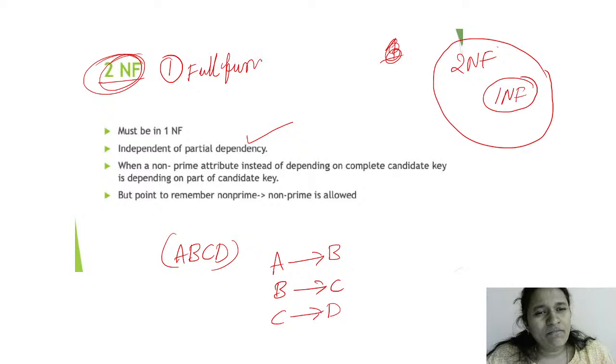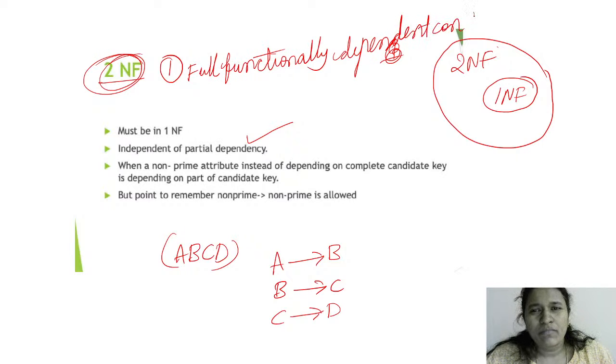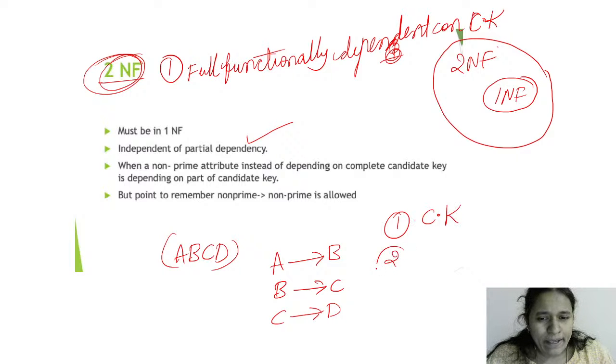The first rule for second normal form is it should be fully functionally dependent on the candidate key. That means the left hand side should be the candidate key. This is the first rule. We have to remember this is the first one in the second normal form. Left hand side should be the candidate key.